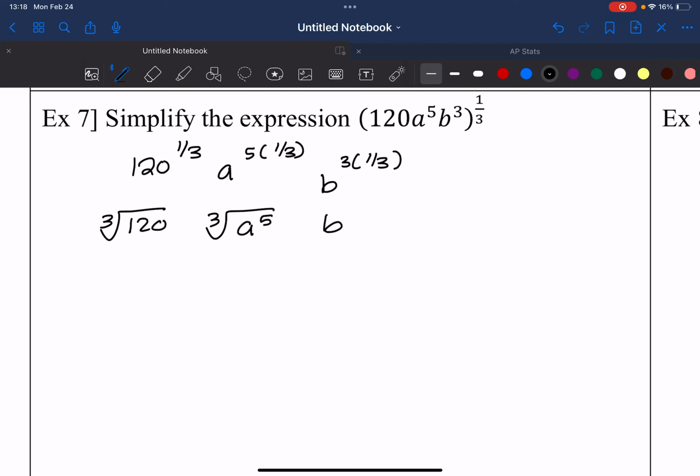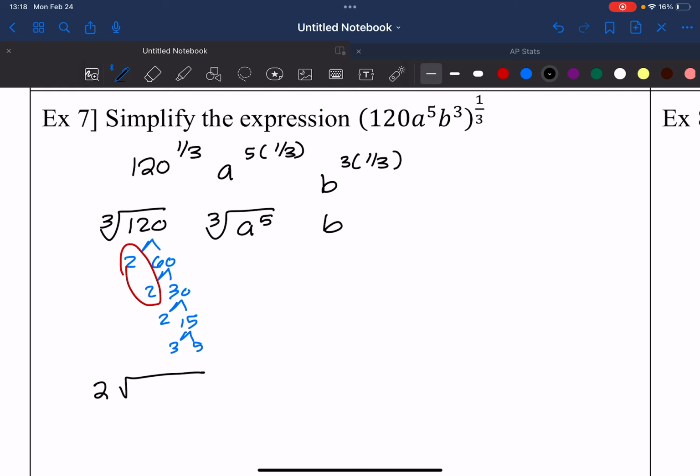Okay, now I have to see if I can simplify. So I can do the prime factor tree on 120. So this is 2 and 60, 2 and 30, 2 and 15, 3 and 5. I can circle pairs of 2's. So I have only 1 pair of 2. So that means I'm taking out a 2, and left inside my square root are all these numbers multiplied together. 2 times 3 is 6. 6 times 5 is 30.